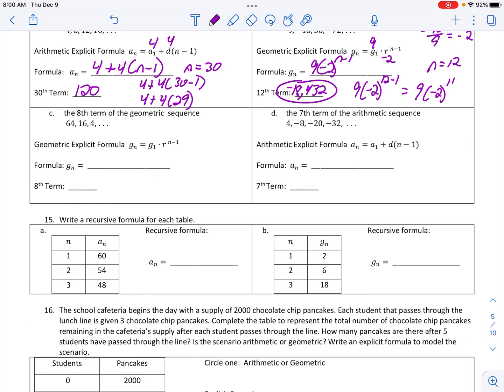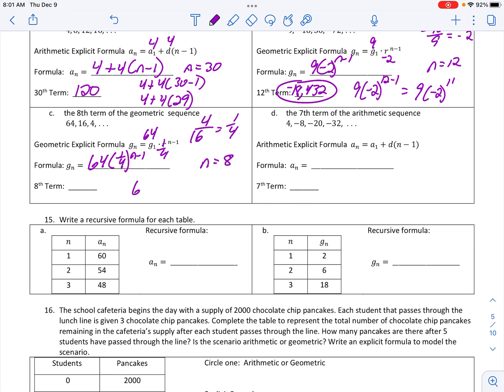Letter C, another geometric. We can see the first term is 64. How are we moving from 64 to 16? Now that one may not be as obvious, but then you might see 16 to 4. We're dividing by something, we're going down. And that's divided by 4. Or we can also then say is 1/4. So the common ratio is 1/4. So 64 times 1/4 to the n minus 1.